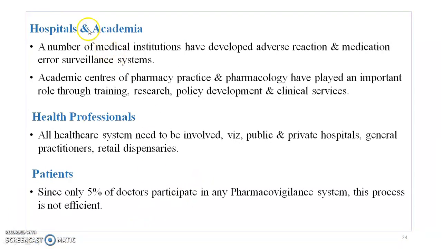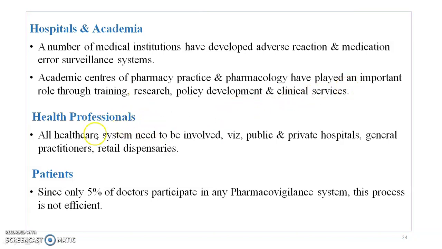The hospitals, as I discussed, and academic institutions can also develop their own pharmacovigilance center in their colleges and their premises, and many medical institutions are running the pharmacovigilance program. Even the government of India has said every medical college must have one pharmacovigilance center, so they can report ADRs and find out the medication errors in their particular hospital. Even academic centers like the pharmacy practice department and pharmacology department can play a very important role in training, research and policy development, and clinical services as far as ADR is concerned.